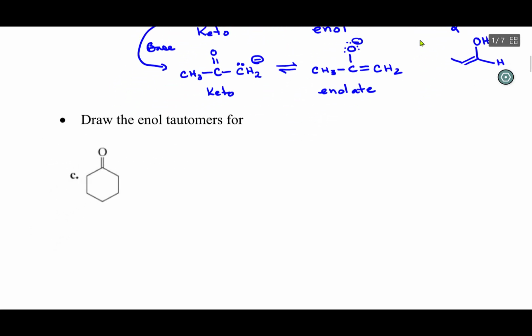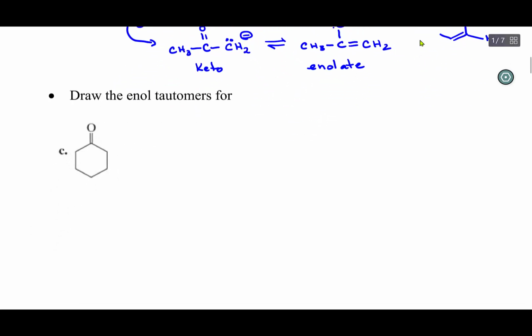But here's an example of a problem. Draw the enol tautomer for cyclohexanone. To do the enol tautomer, what you need to do is identify both alphas there, because in this case we have two.